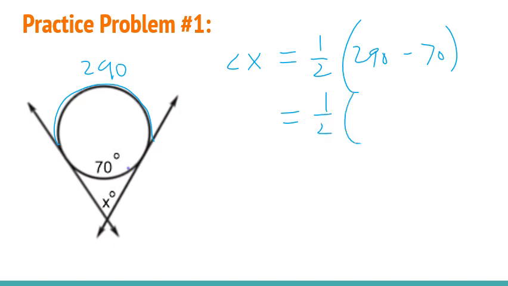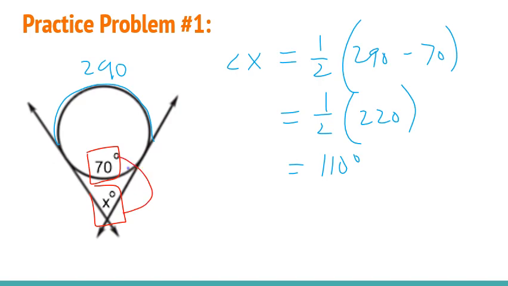So 290 minus 70, that's going to be 220. And so half of 220 is going to be 110. Totally fine to do it that way. Now, if you're looking for a little shortcut, if you recall what I said on the last slide, these two values have to be supplementary to each other.